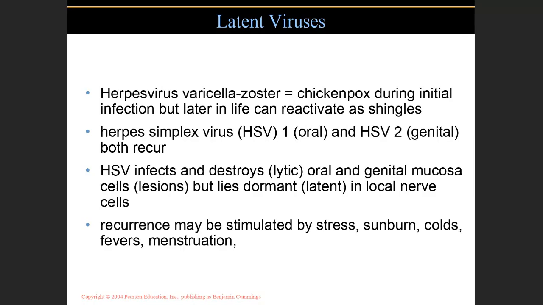But then you may get an outbreak, right? You may get cold sores, fever blisters, or genital blisters. Usually, the longer you live with this, the fewer outbreaks you get. But when simplex viruses reproduce in your epithelial cells, they destroy those epithelial cells. That's what causes the blister.